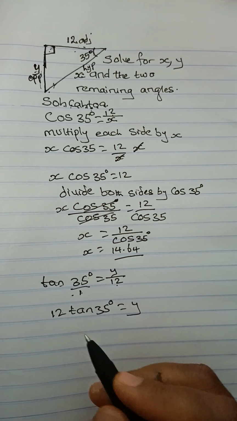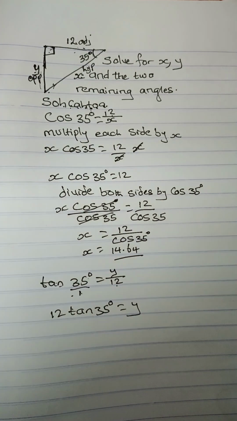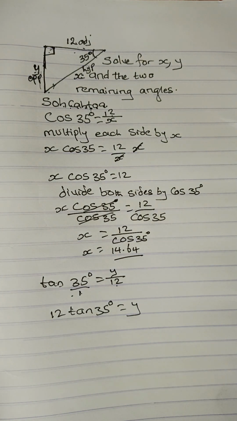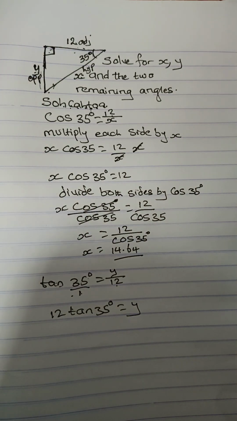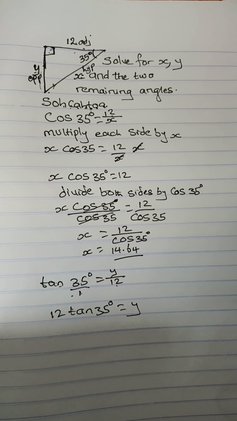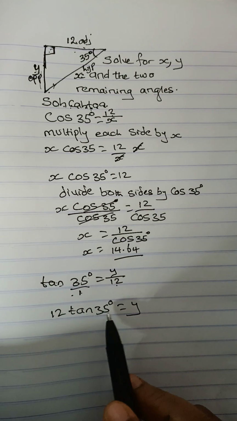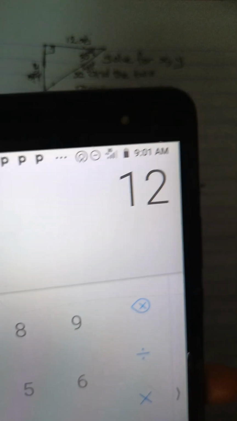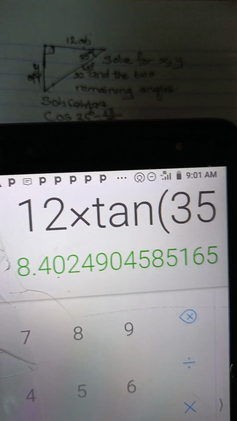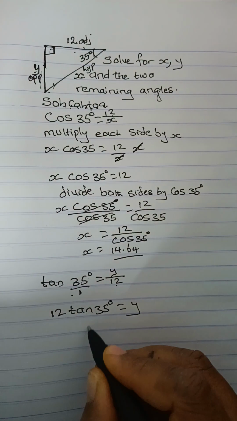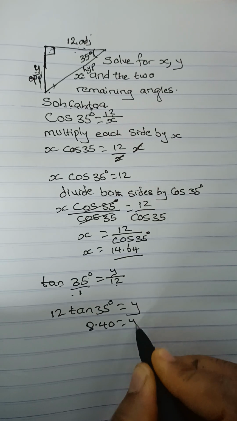So now, as usual, we use our calculator to do 12 times tan 35, which will be 8.40. So 8.40 is our y.